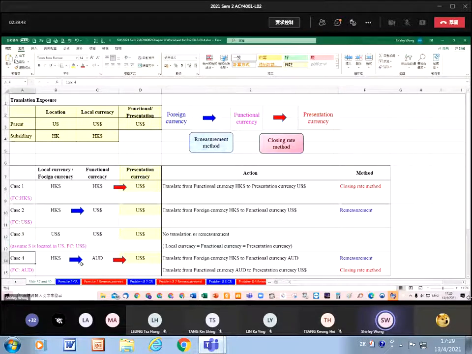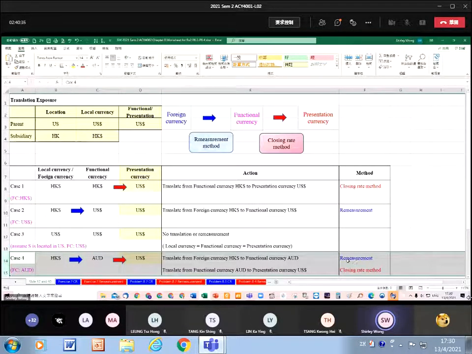Finally, for case 4, if you choose functional currency as AUD, the functional currency AUD is a third currency. It is not the same as the presentation currency, and it is not the same as the local currency. Then it will become more complicated. Firstly, you need to translate the foreign currency Hong Kong dollar to functional currency AUD, using the remeasurement method. And then later on, when you submit a financial statement to the US using the presentation currency, you need to translate from functional currency AUD to presentation currency US dollar, using the closing rate method. Then you need to translate again. So in case 4, it will be more complicated because you need to do 2 translations.